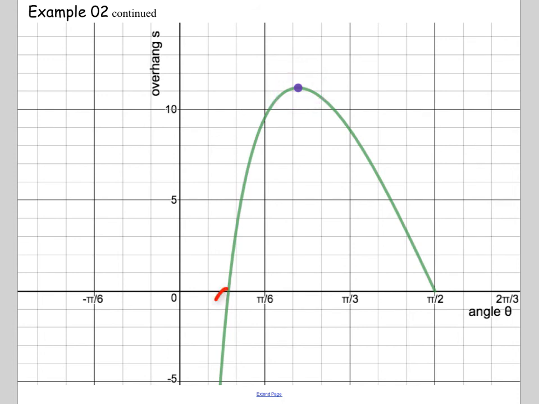Also note that this appears to go negative because there's an angle where the ladder's top has lost contact with the wall. After that, the physical model doesn't apply, so our function doesn't apply either.